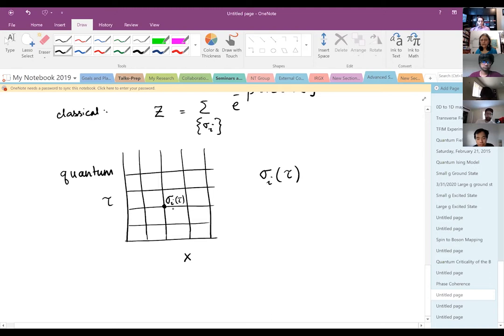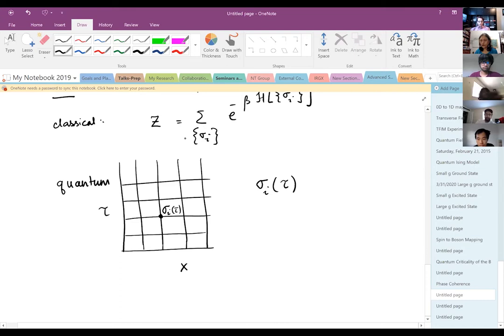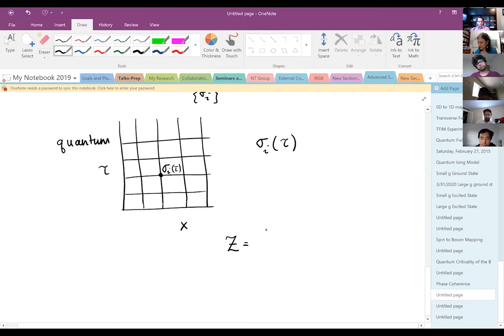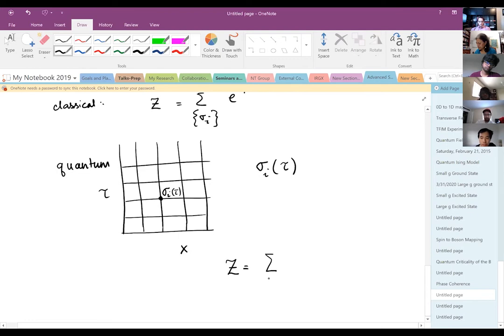So what you have to do now is literally trace over all of these configurations in space and time, weighted by your action. You can write down your partition function as the sum over sigma_i of tau of e to the minus some action S of sigma_i of tau.